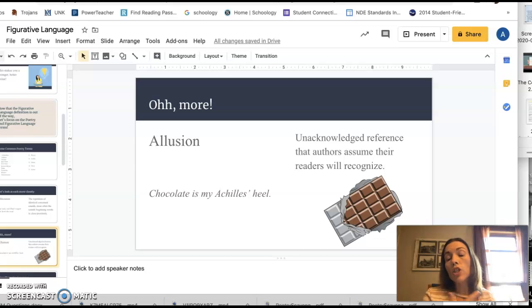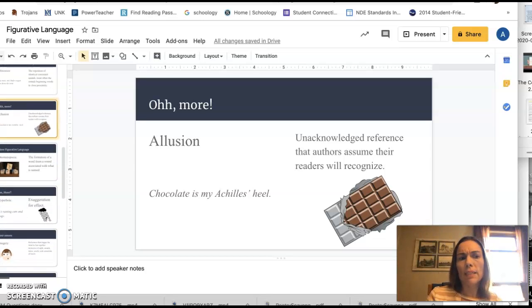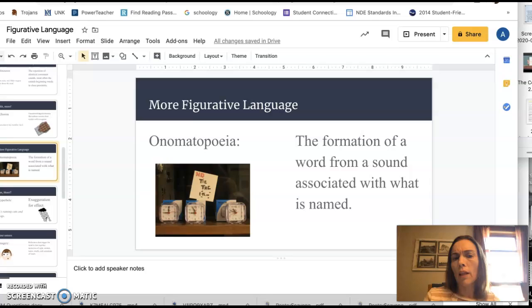So I could say, chocolate is my Achilles heel. Now, my hope is that you know your Greek mythology and you know who Achilles was and why the heel is so important because that was his weak spot, just like chocolate is my weak spot. Does that make any sense? I hope. All right, then we have onomatopoeia.